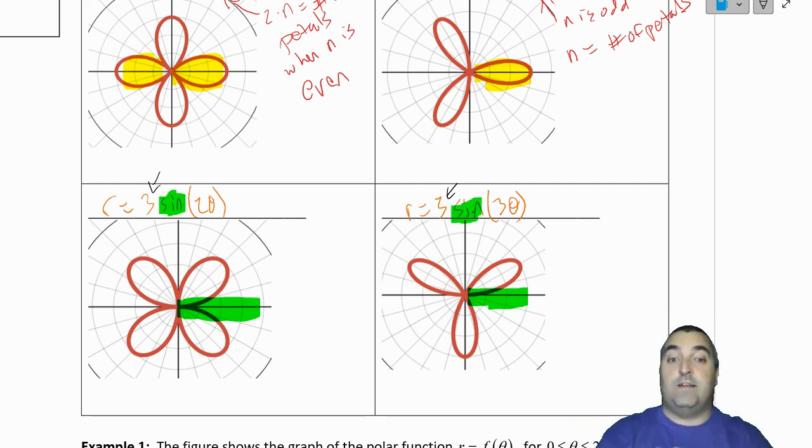Okay. But again, you don't necessarily need to know all these patterns, but it actually makes these problems much, much quicker and easier if you do.